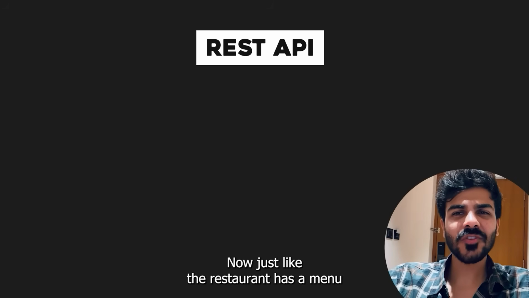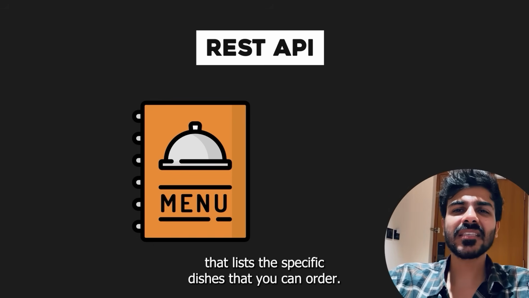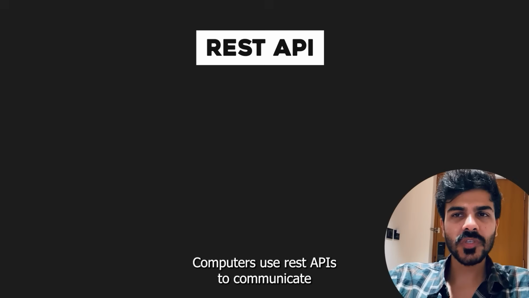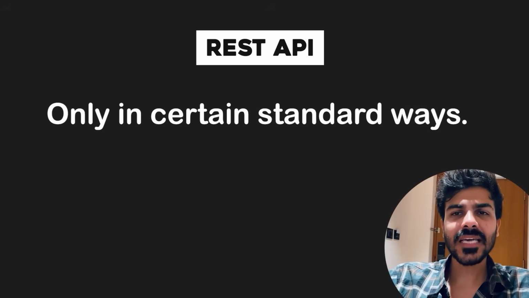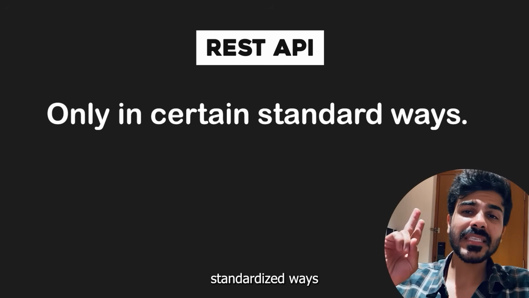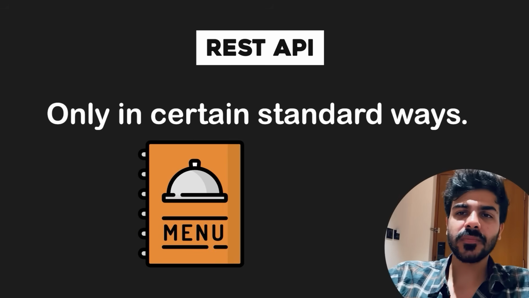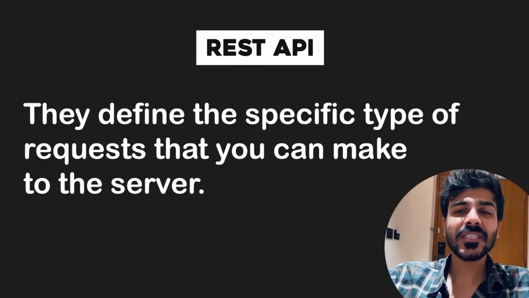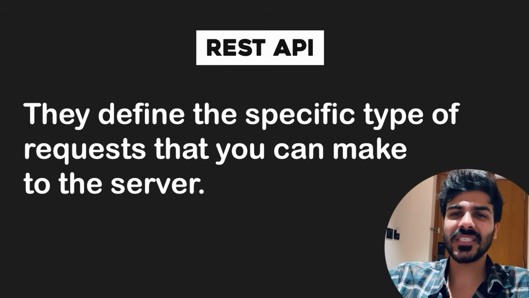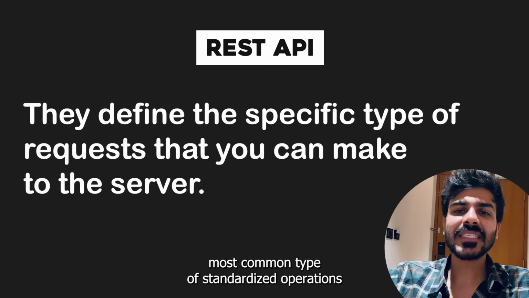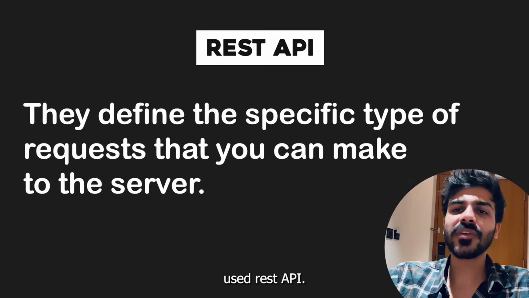Now, just like a restaurant has a menu that lists the specific dishes that you can order, computers use REST APIs to communicate only in certain standardized ways. Now, these standardized ways are just like the items on the menu. That is, they define the specific type of requests that you can make to the server. Here are the four most common types of standardized operations used in REST API.